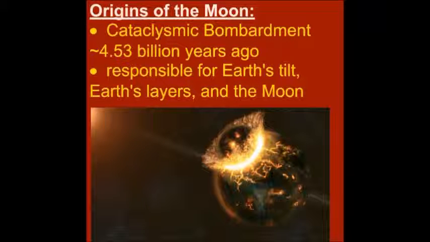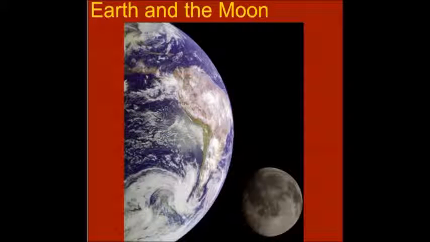The leading theory about the origins of the moon is that about 4.5 billion years ago, an object about the size of Mars collided with the Earth, and that event is called the cataclysmic bombardment. And that event is responsible for Earth's tilt, the fact that it's stratified into layers, and the fact that we have a moon. This photograph here shows the relative size of Earth and its moon.